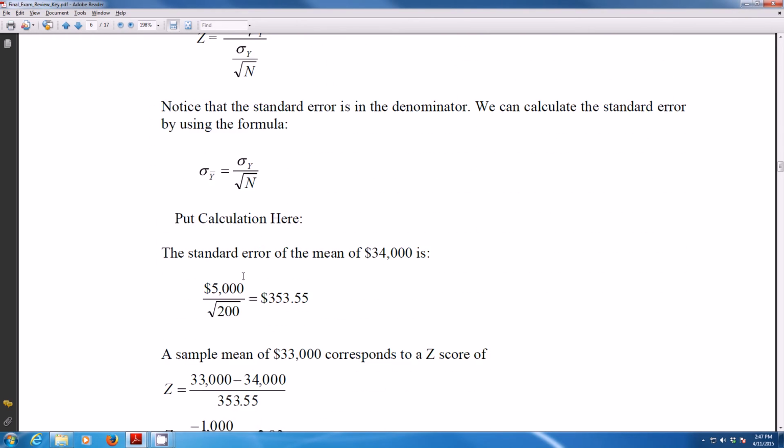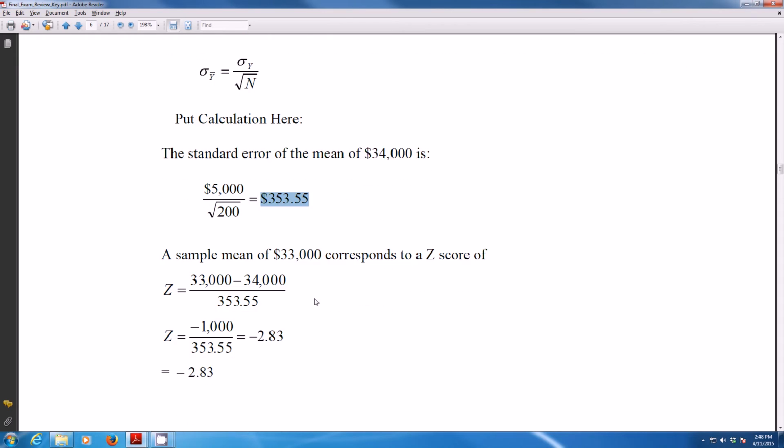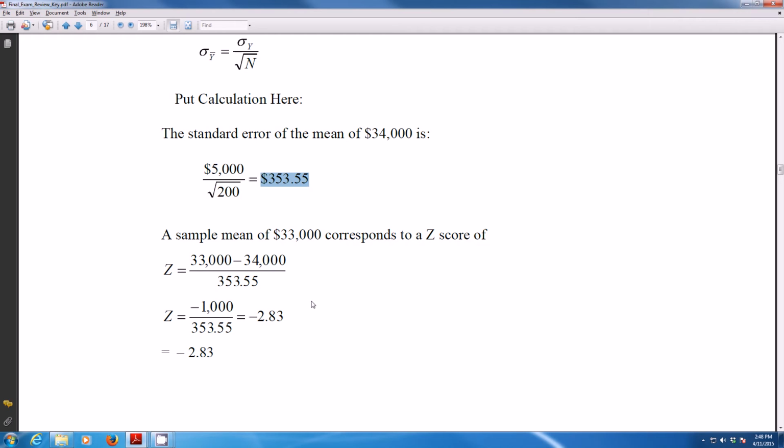And so first, we can basically just calculate our standard error. Our standard error in this case is equal to our true population standard deviation, 5,000, divided by the square root of our sample size. And our sample size is 200. And so we get a value of 353.55. And now using that value, along with the other values, we can calculate the z-score for 33,000. Our raw score in this case is 33,000. That's our sample mean. We subtract the true population mean, 34,000, and we divide it by our standard error of the mean, 353.55. We get a z-score of negative 2.83.